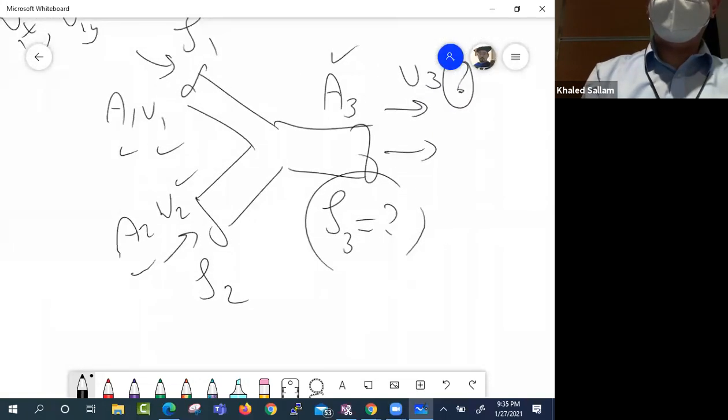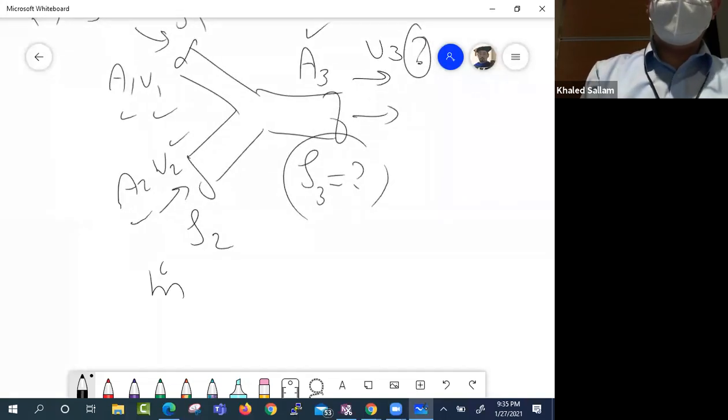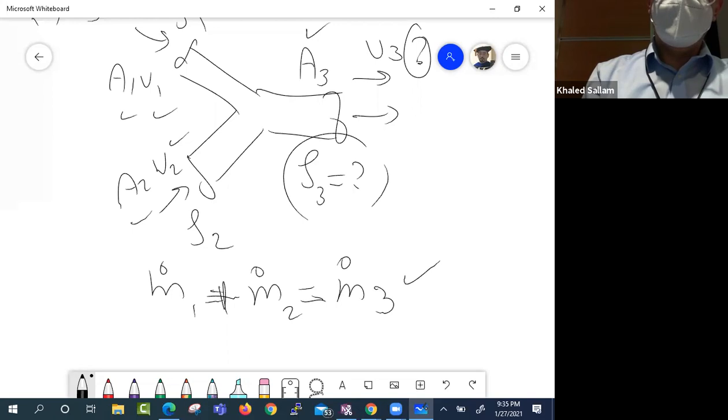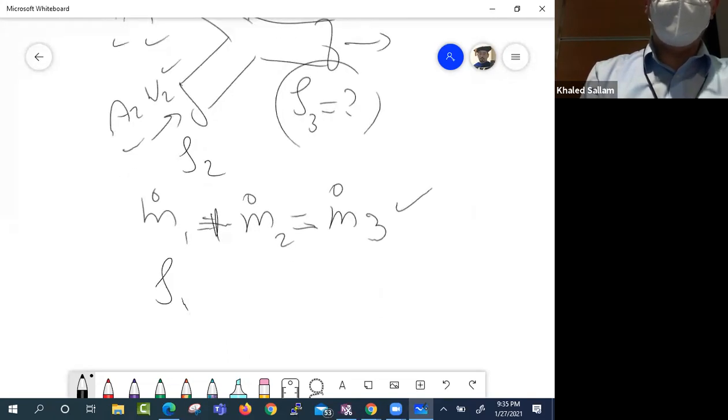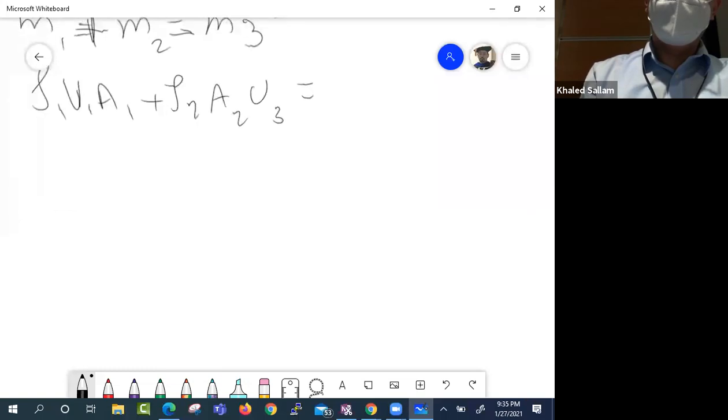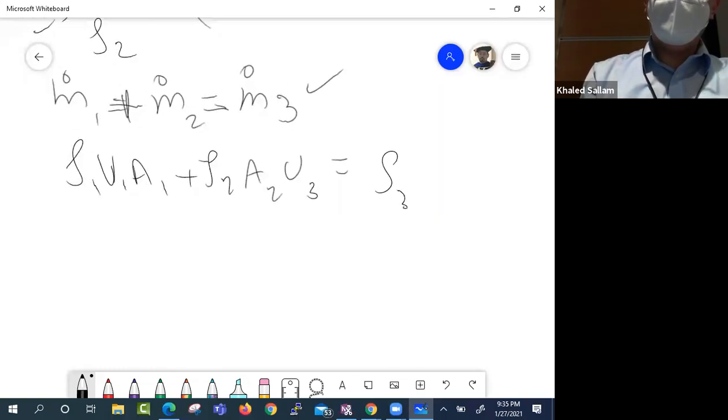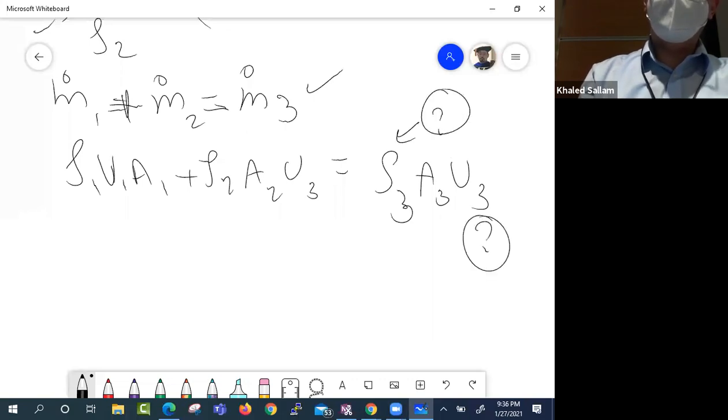But so it's not just m dot 1 plus m dot 2 equal m dot 3, because that is correct, yes. But that leaves you with rho 1 V1 area 1 plus rho 2 area 2 V2 equal rho 3 area 3 V3. And rho 3, you don't know rho 3. And so there's two unknowns.